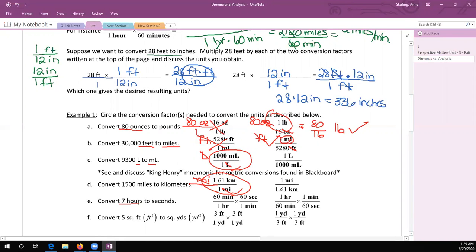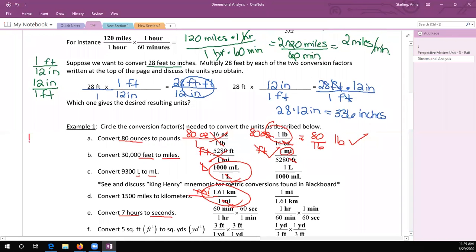Okay, next, convert hours to seconds. Okay, so we don't have a direct conversion for hours to seconds, but we do have a conversion for hours to minutes to seconds. So we're going to go piece by piece. So if I start with my hours, I need hours to cancel, and then minutes to cancel, and then I'm left with seconds. So that first one does it, and everything cancels except the seconds, giving me exactly what I want.